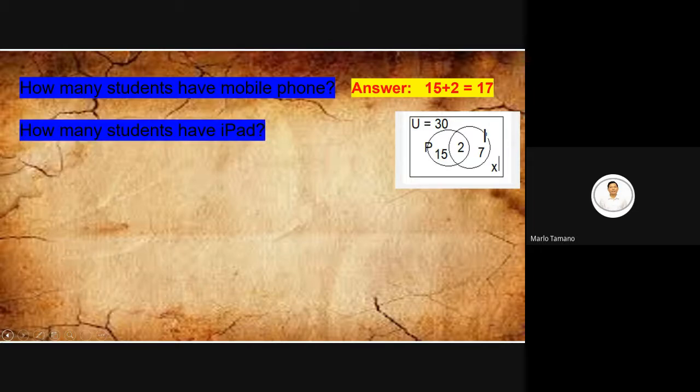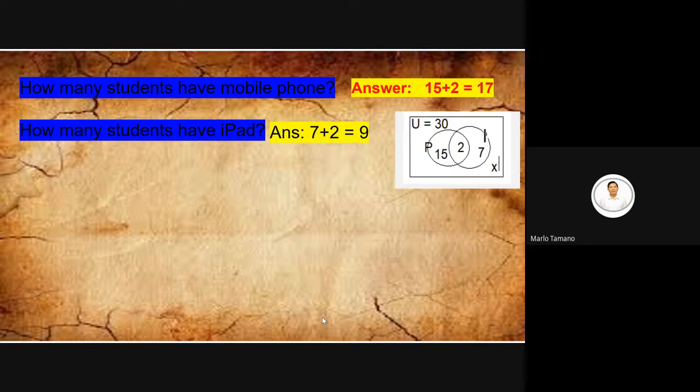Gets? Next. How many students have iPad? Sabihin ng apelyido bago sumagot. 9 po. So 7 plus 2 is 9. Correct.